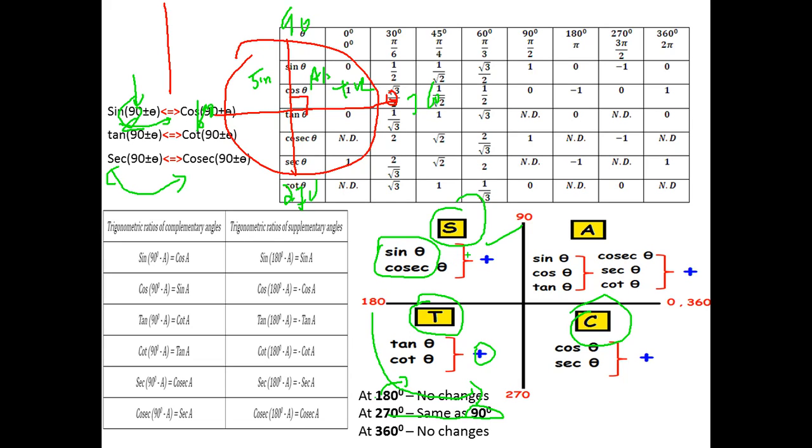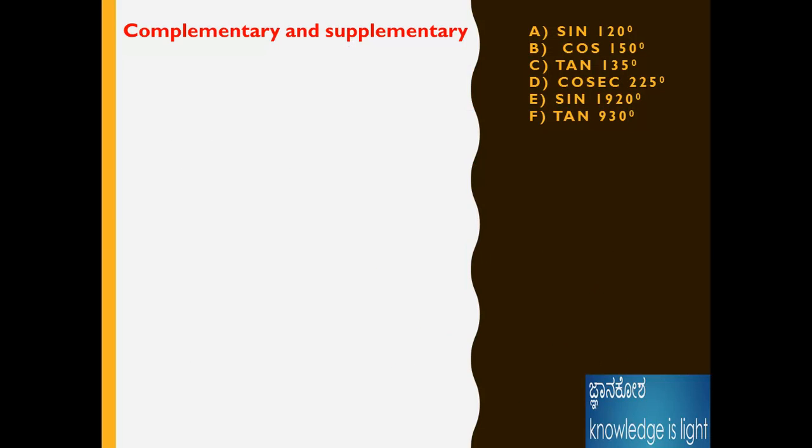Okay, I will take the problem. Definitely, you could understand the problem. I will take the first one, sine 120 degrees. Sine 120 degrees, already I told you sine in the first quadrant. This is the ASTC rule. Sine 120 degrees.